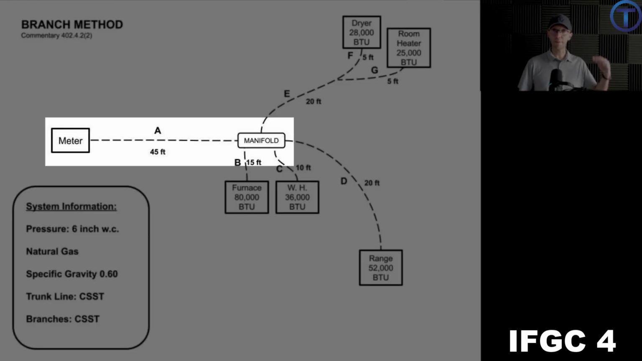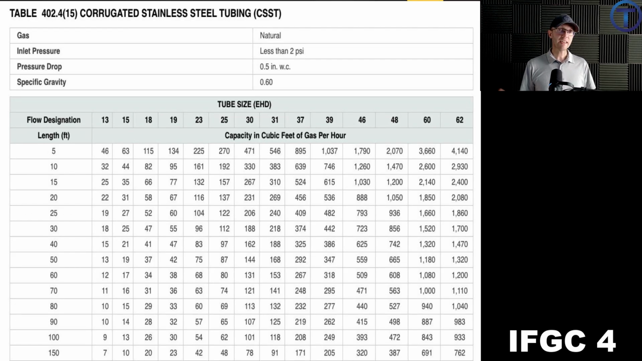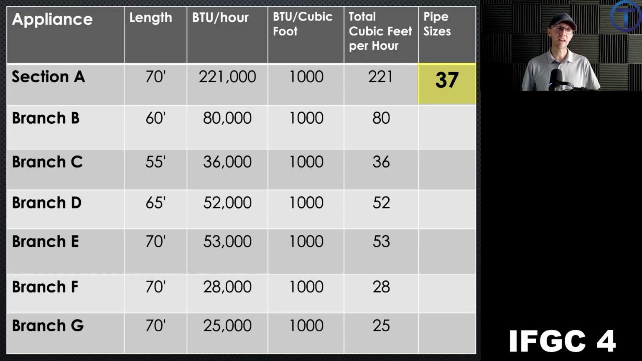Section A runs from the source, the meter, to the manifold. We have 70 for our developed length, so we'll follow our lengths down till we come to line 70, and we have 221 cubic feet per hour. We come across, it's a ways over there, it's more than 121, it's more than 141. It will fit within 248 cubic feet per hour, so we go to the top of that column and find that we will need a tubing size of 37, and we can put that on our table.